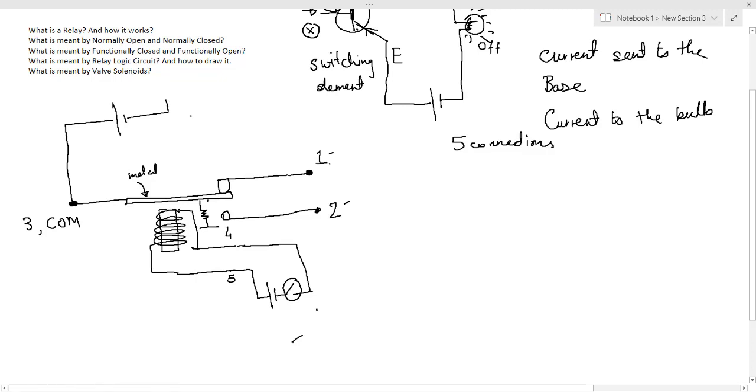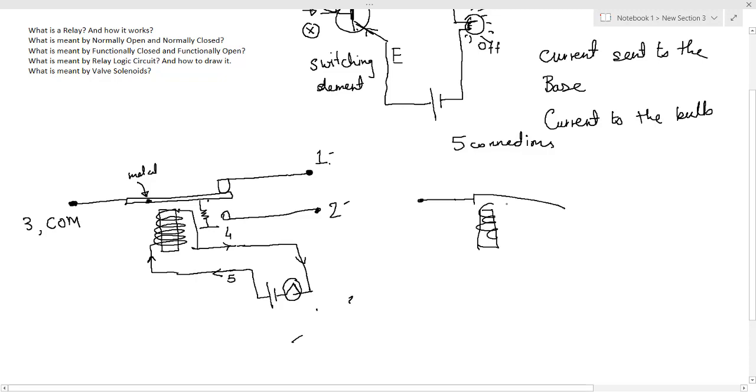I will just remove all this for the time being. But what happens when I send electricity into this solenoid? What happens when I turn this switch on? Imagine that I have turned this switch on. As soon as I turn this switch on, electricity flows through the solenoid. The solenoid becomes an electromagnet. This electromagnet attracts this metal plate, and the diagram becomes like this. The solenoid has attracted the metal plate.